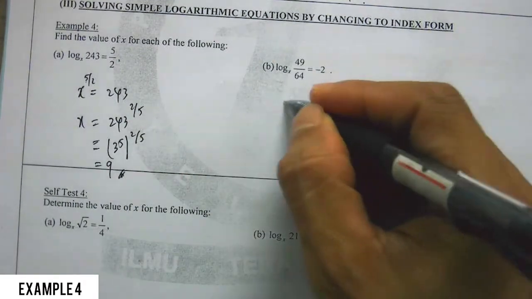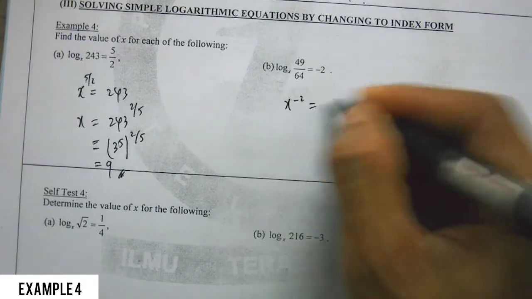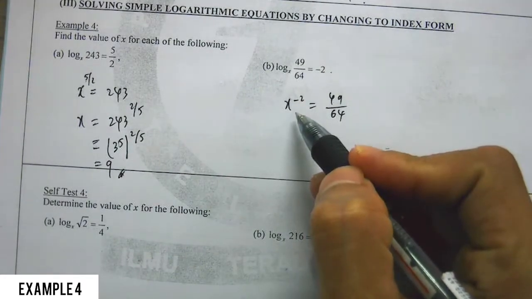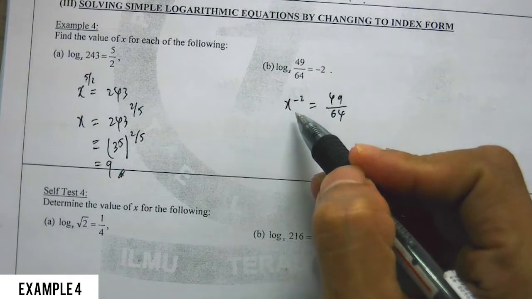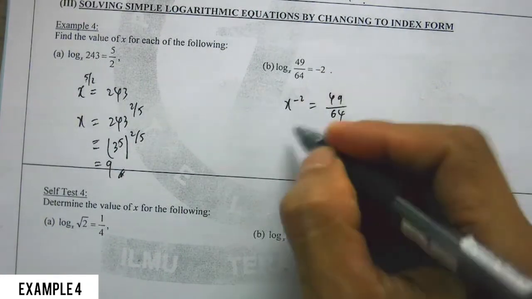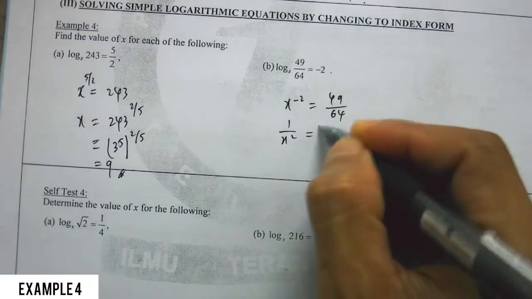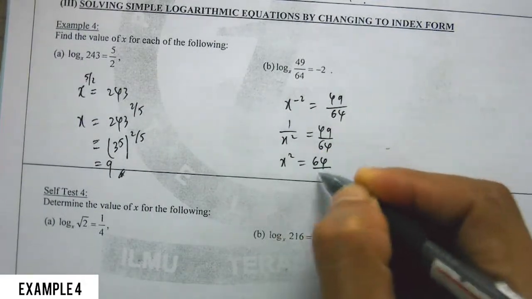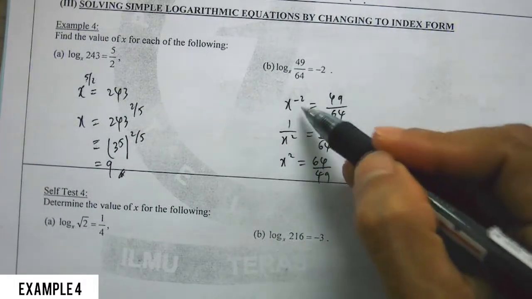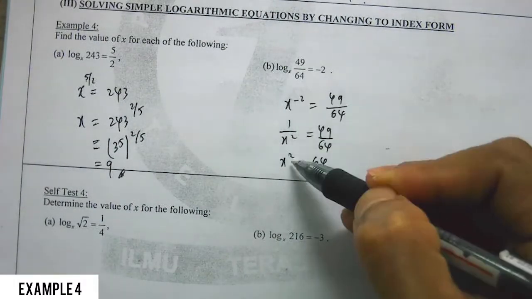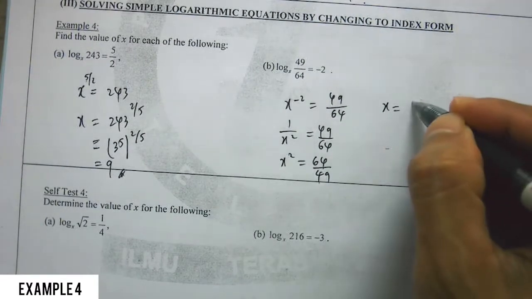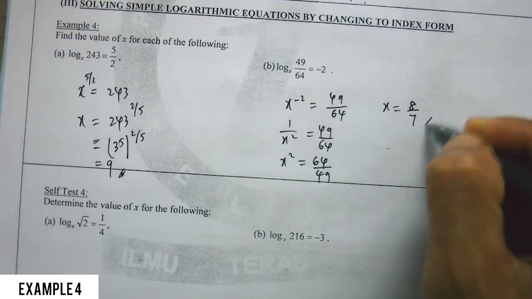So next one, x power negative 2 is 49 over 64. Now guys, what's the meaning of power negative? Power negative means 1 over, right? So this is 1 over x power 2, 49 over 64. You can skip working. I just invert it. When I invert, this is positive. This one upside down, 64 over 49. When you square root, you get 8 over 7.